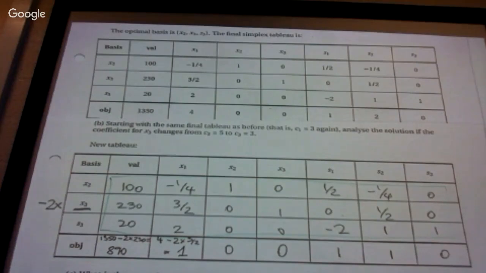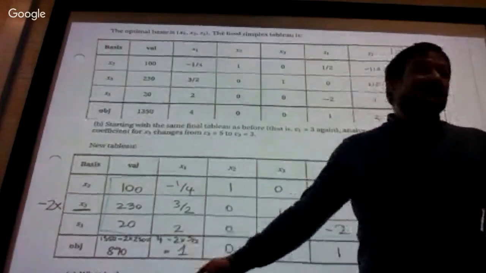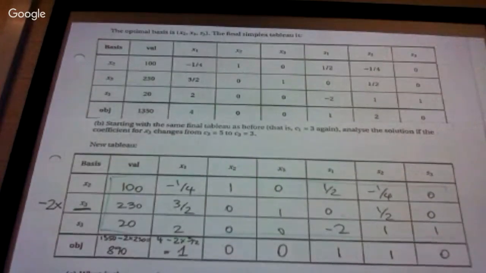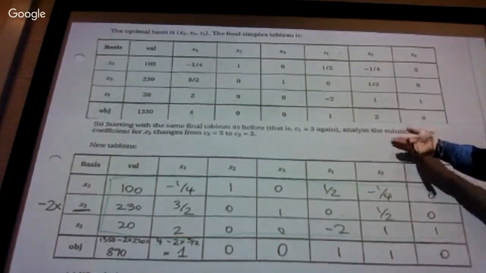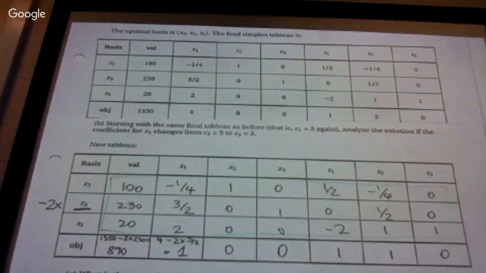Well, because we still have everything non-negative in the objective row, no need to pivot, so the new tableau remains optimal. It's just changed some of these. The shadow prices of the resources have changed, and the reduced cost of X1 has changed. And of course, because the profit of the third product went down, the total objective went down as well in the optimal solution, but it still remains the same basis as optimal. Any questions about that?